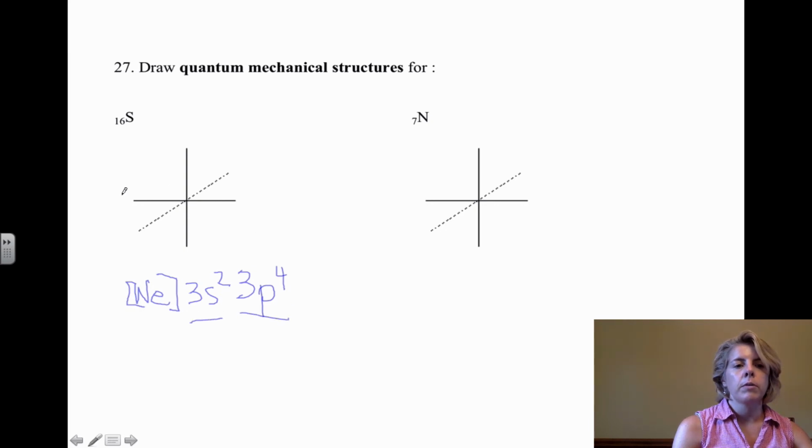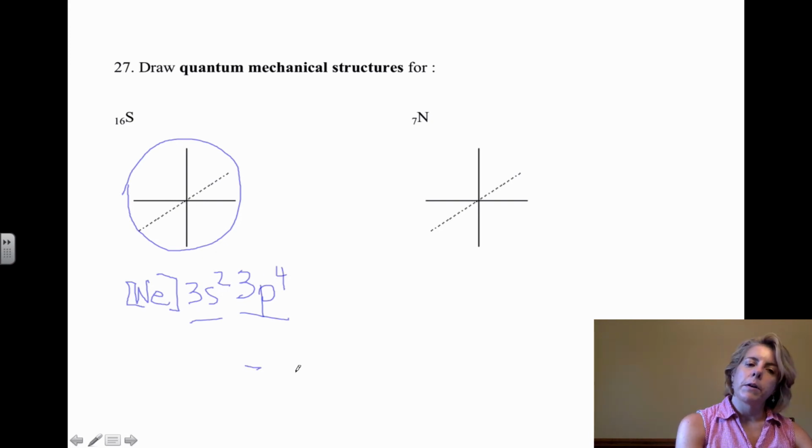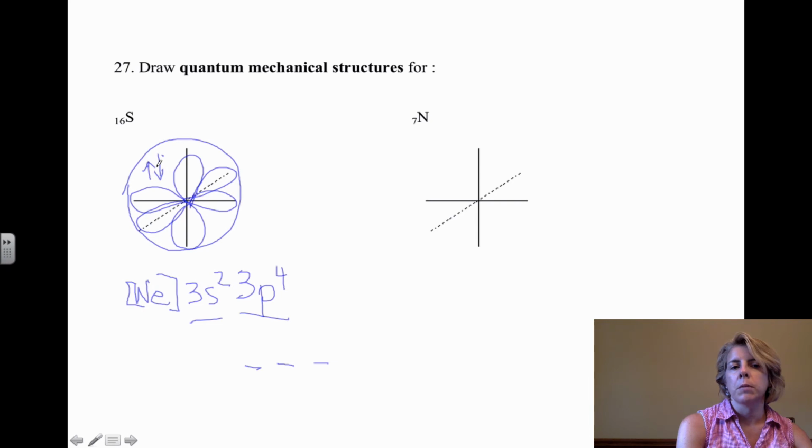So what I'm going to do is I'm going to have a big sphere, and I usually draw it right outside the crosses because it's easier that way. And then I have 3p4, and I don't know if you remember, but there are 3 slots for the p electrons. So I'm going to have 3 lobes, and I'm going to do sort of like big figure 8s around each orientation. So this represents the 3 different orientations within the p electrons. Now I'm going to draw the electrons for the s orbital, and I'm just going to include them in the sphere. So you have a spin up and a spin down.